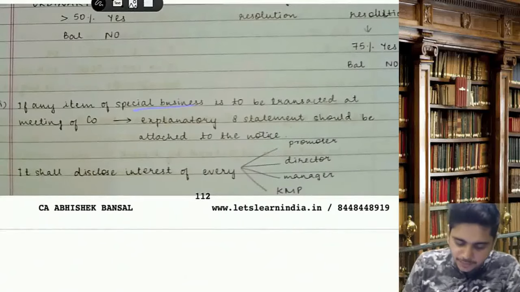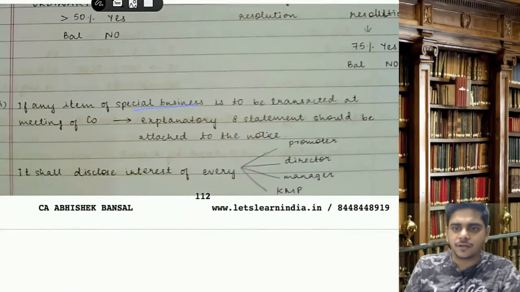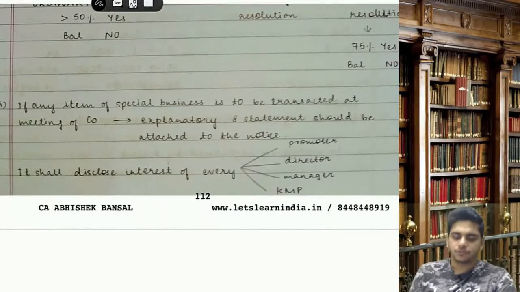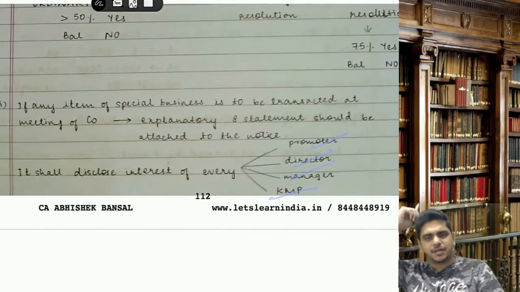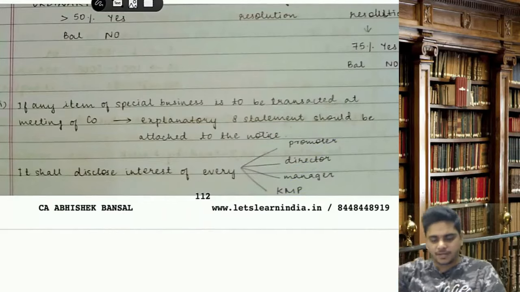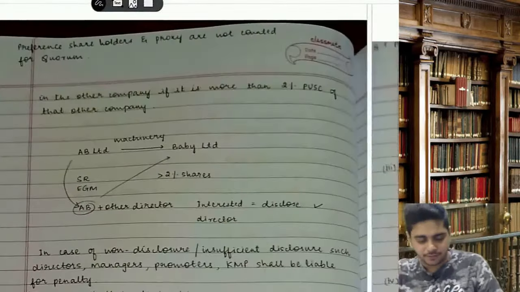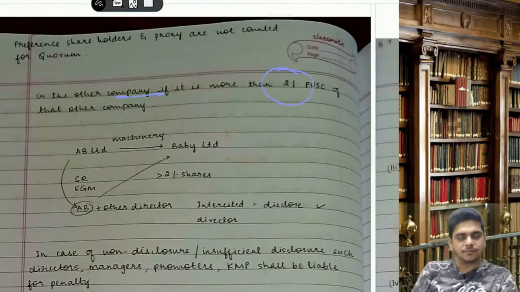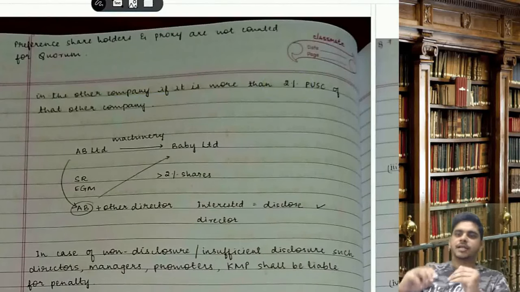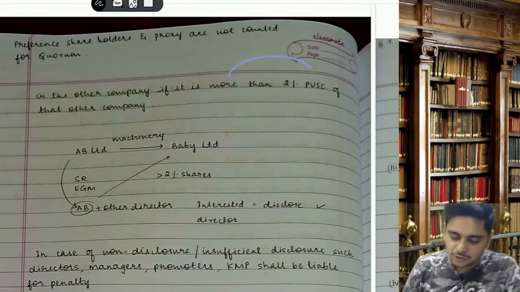If any item of special business is to be transacted at the meeting of the company, an explanatory statement should be annexed to the notice. It shall disclose the interest of every promoter, director, manager and KMP. That explanatory statement should contain everything, including the interest of the director, promoter, manager, KMP. KMP means key managerial personnel. In the other company, and if it is more than 2% of the paid-up share capital of that other company. Sir, interest means what? If someone has bought shares of how much? More than 2% in another company.